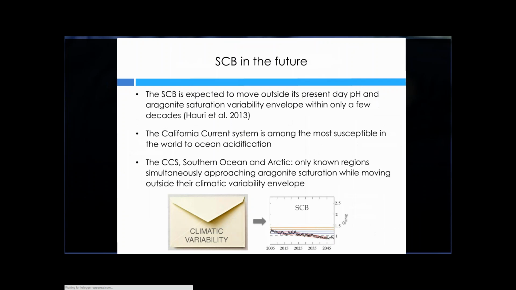So this makes the Southern California Bight a region especially important to the OA scene, because the SCB is not only approaching aragonite undersaturation, this threshold of 1, but it's also moving outside its present-day envelope of conditions within only a couple of decades. So within our lifetime, and the lifetime of coral, we can understand what may happen under future ocean acidification scenarios.